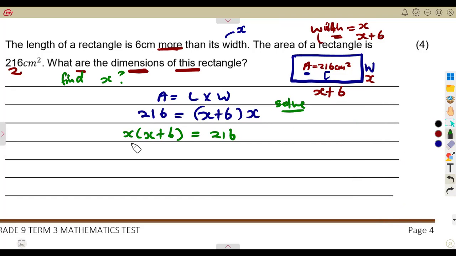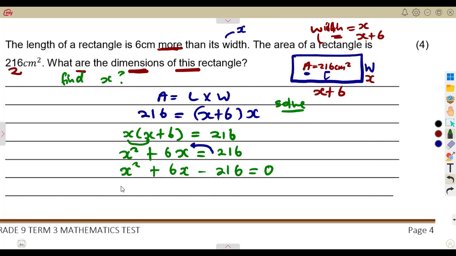So we expand the brackets now, distribute: x and x, that's x squared. x and 6, that's 6x, which is equal to 216. You have formed a quadratic equation, as you can see the highest exponent is 2. On a quadratic equation, one of the sides is equal to 0. So take this to the other hand, it becomes a minus there. So it will be x squared plus 6x minus 216, which is equal to 0.